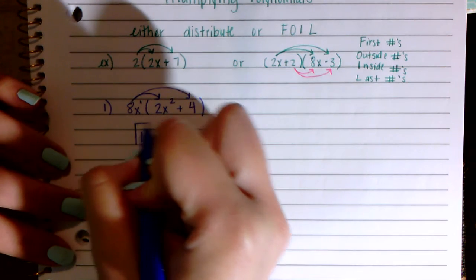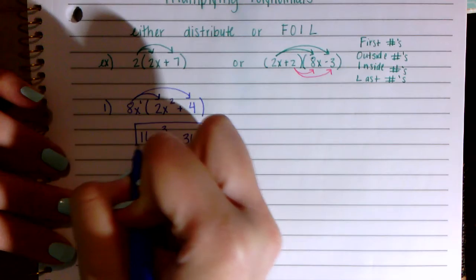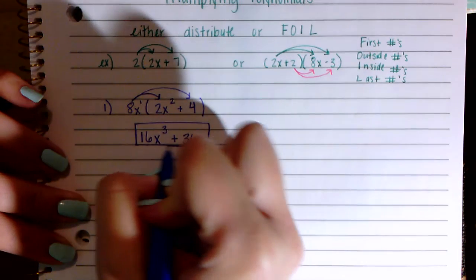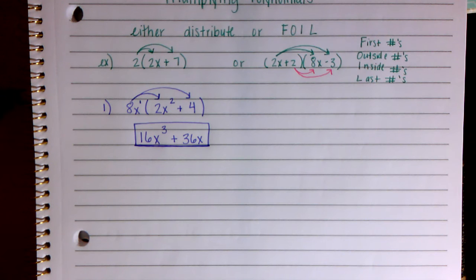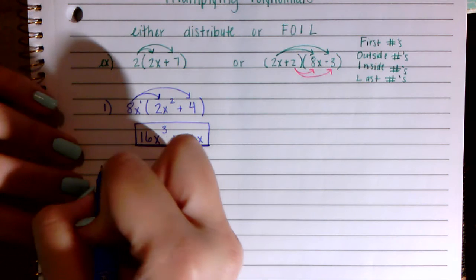So remember, when you're multiplying, you add exponents together if they have the same base. Because we were using x for all of those, I can combine my x's. Let's do another one.